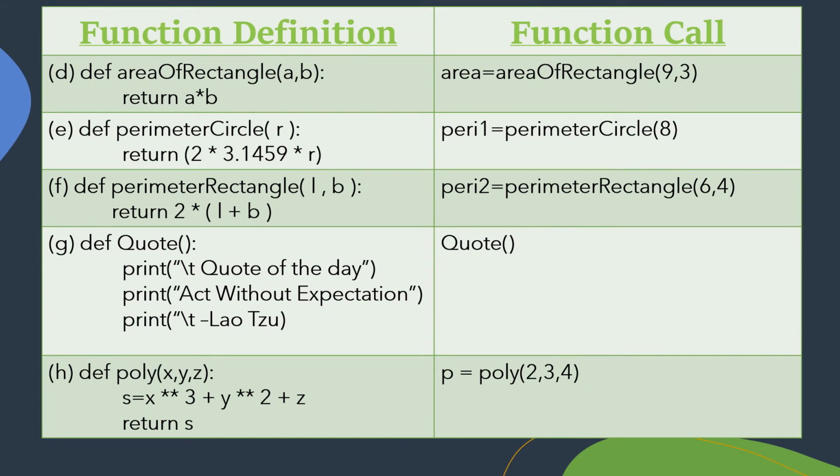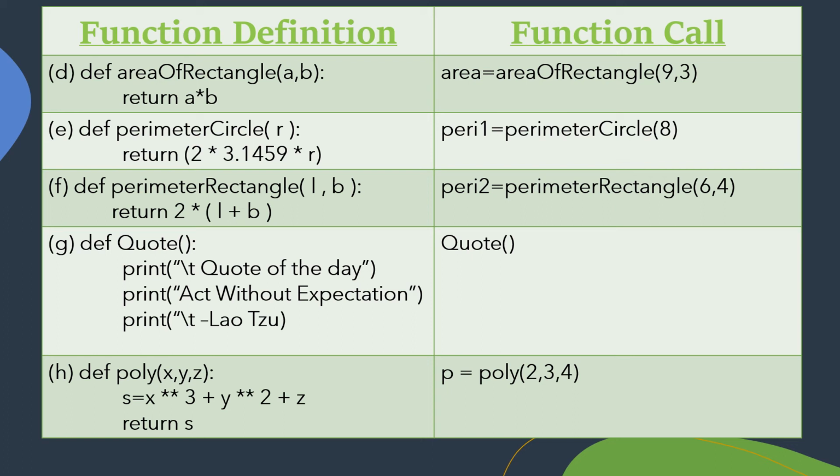Now just in the same way you can do the rest of the functions. Next function is def area of rectangle. It is taking two parameters and it is returning one value. So since it is returning some value, we can assign the function call to some variable. Let's say here I have taken a variable as area, and within the parenthesis we have to pass the corresponding values for the parameters. So that two parameters a and b, so I have passed two values for a and b, that is 9 and 3. You can pass any other value.